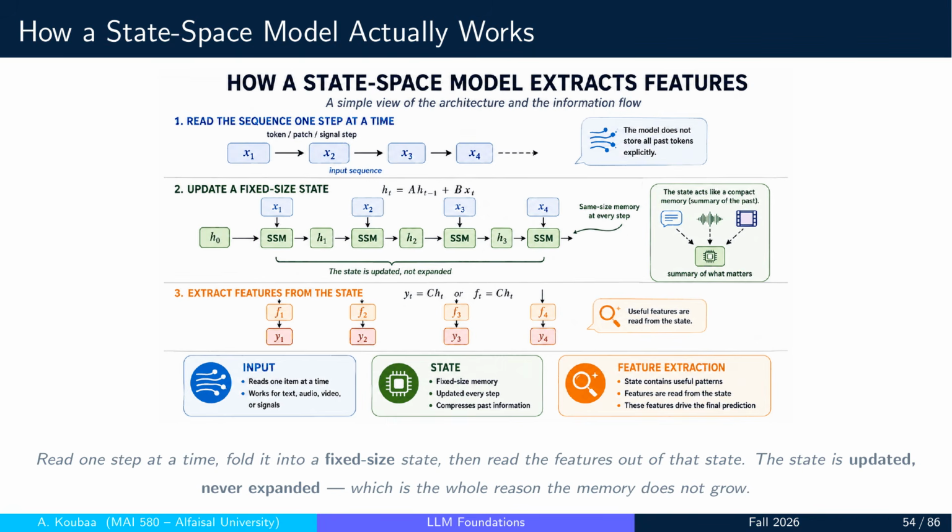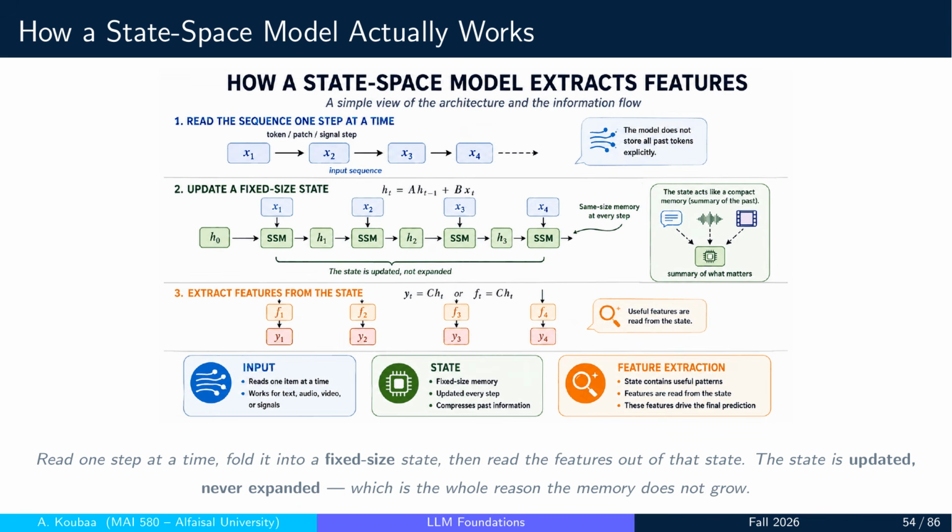A state space model reads one token at a time. It folds that token into a fixed size state, and then it reads the output features out of that state. Now, notice the word fixed. The state is updated, never expanded. And that is the whole reason the memory does not grow. Compare it with attention. Attention keeps every previous token available, so its memory grows with the sequence. A state space model keeps a summary of fixed size, so its memory does not grow at all.